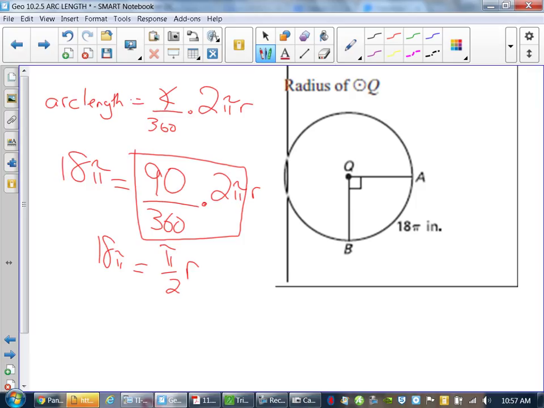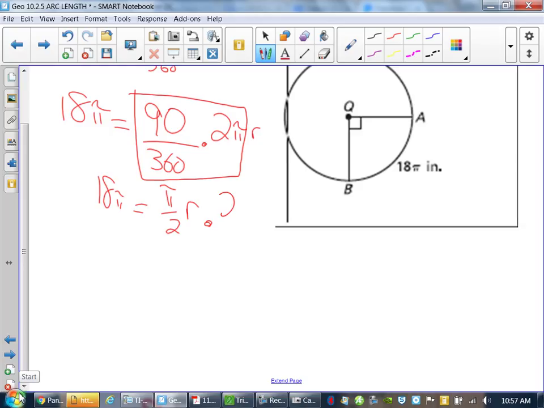So now what you want to think of is that you've got the fraction pi over 2 times the radius. How do you undo multiplying by a fraction? You divide, but we don't say divide the fraction, we multiply by its reciprocal. What's the reciprocal of pi over 2? 2 over pi. So you multiply both sides by 2 over pi.